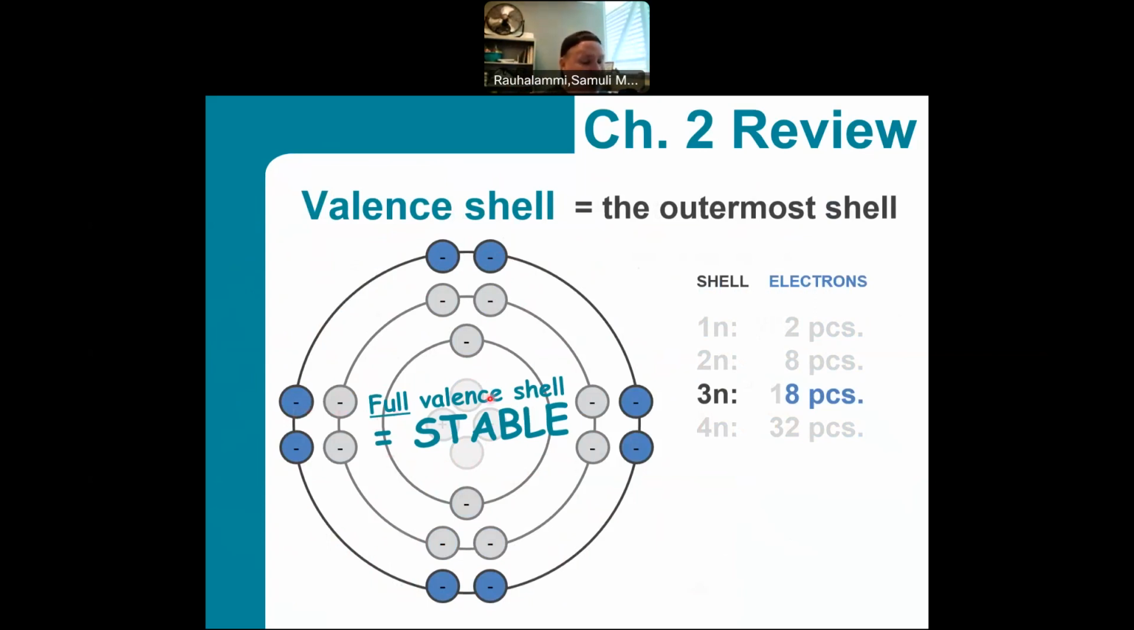And obviously the valence shell that we look at can be any of the shells, but it is whatever happens to be the outermost shell for the particular atom. In this case, we're seeing a valence shell, which is the third electron shell in this diagram, and it contains the maximum number of electrons that can be fit into this third electron shell. So as a result, this particular atom is stable. It has a full valence shell. Let's look at another situation.